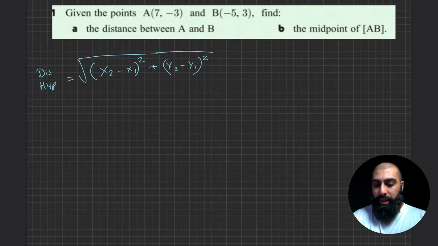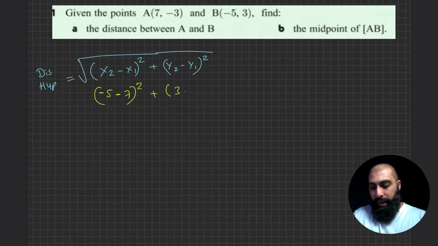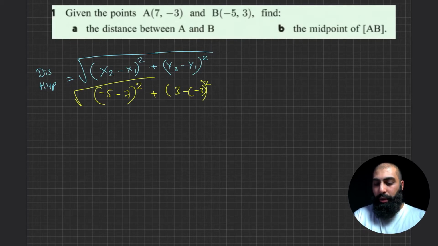Okay, so what I got was this. I substituted the value of x2, which was -5, and then -5 minus 7. I'm going to square that, plus I'm going to do y. y2 is 3, and then that was minus a -3. I'm going to square all of that, and then I'm going to square root the whole lot.